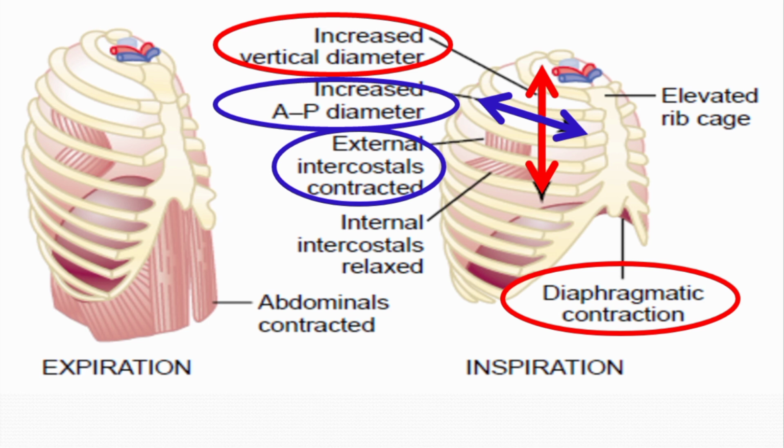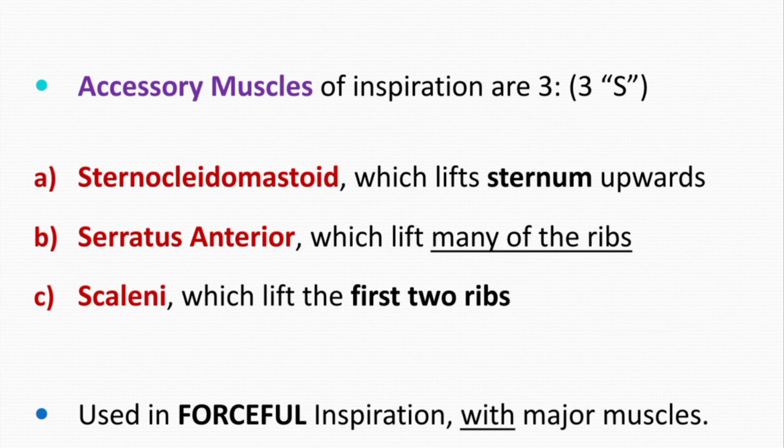Now, we come to the expiration, but before that I would like to explain that sometimes we also use accessory muscles of inspiration when we have to inspire forcefully, during exercise, for example. The accessory muscles of inspiration can be remembered by 3S, that is sternocleidomastoid, serratus anterior and scalene. These are the 3 accessory muscles of inspiration which are used in forceful inspiration.